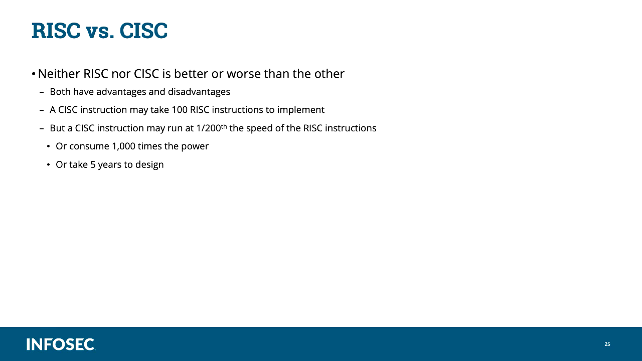A CISC instruction may take 100 RISC instructions to implement, as in the example we saw before, where you may have to use more instructions to implement the RISC one. But a CISC instruction may run at 1/200th of the speed, for example, of the RISC instruction, or consume 1,000 times the power, or take 5 additional years to design. So there's no better or worse. It really depends on what it is that you value from a processor.